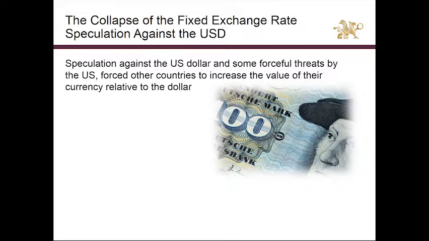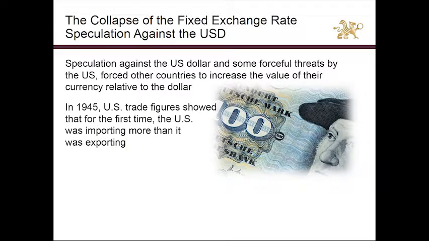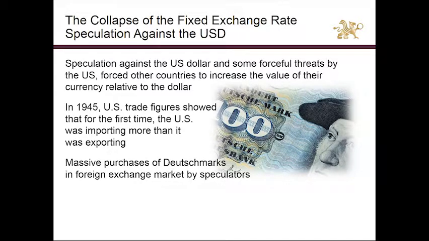Things came to a head in the spring of 1971 when U.S. trade figures showed that for the first time since 1945, the United States was importing more than it was exporting. This set off massive purchases of German Deutschmarks in the foreign exchange markets by speculators who guessed that the mark would be revalued against the dollar.